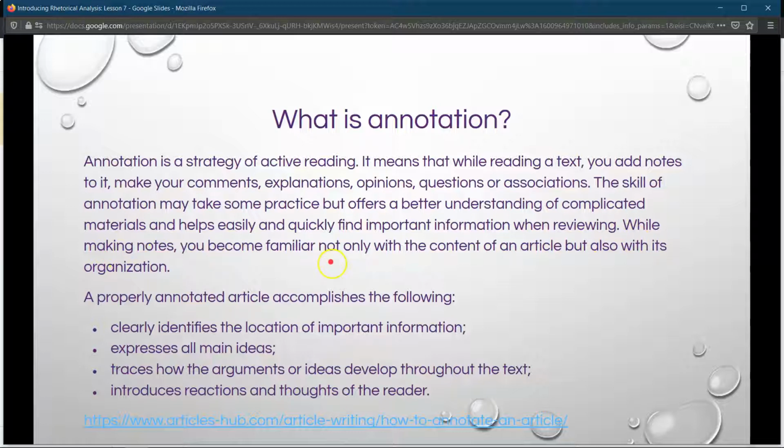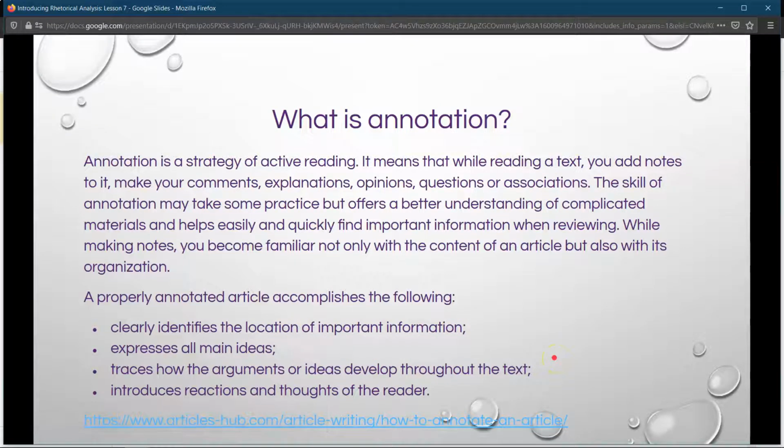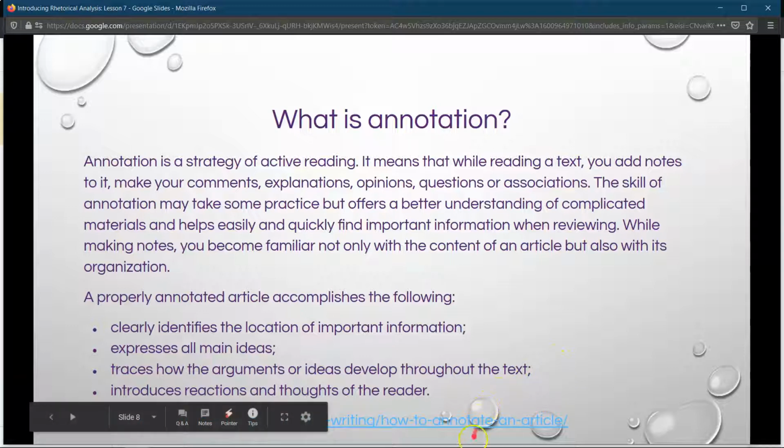While making notes, you can become familiar not only with the content of an article, but also with its organization. So a properly annotated article might accomplish the following, like clearly identifying the location of important information, expresses all main ideas, traces how the arguments or ideas develop throughout the text, and introduces reactions or thoughts of the reader.